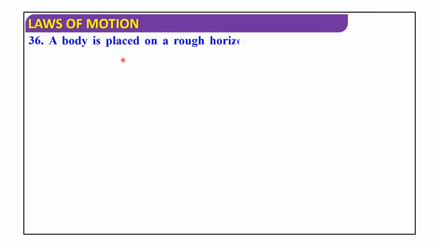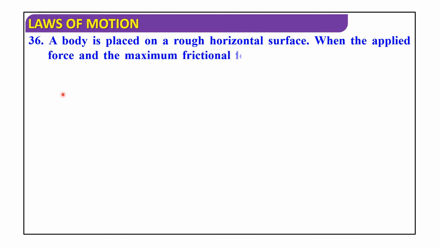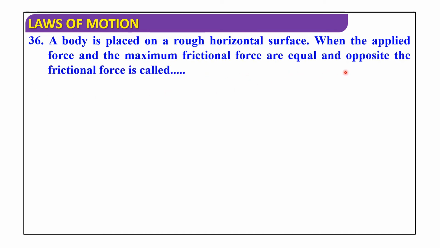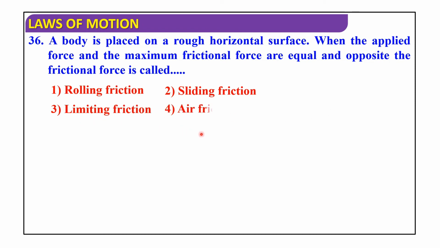Next, a body is placed on a rough horizontal surface when the applied force and the maximum frictional force are equal and opposite. The frictional force is called rolling friction, sliding friction, limiting friction, or air friction. Here, when the applied force and the maximum frictional force are equal and opposite, the frictional force is called limiting friction.